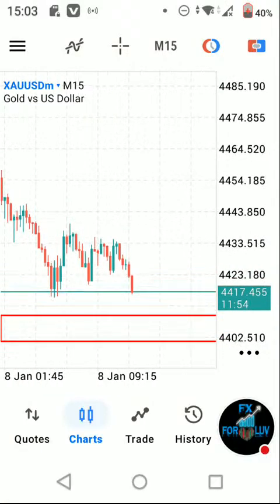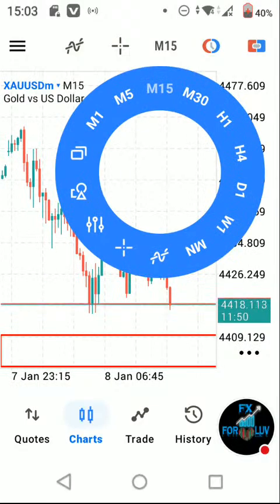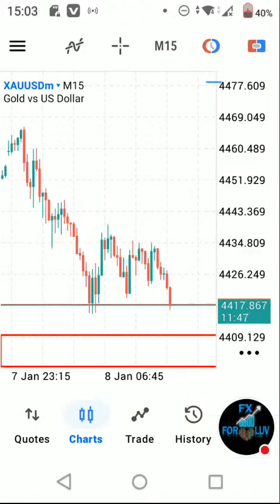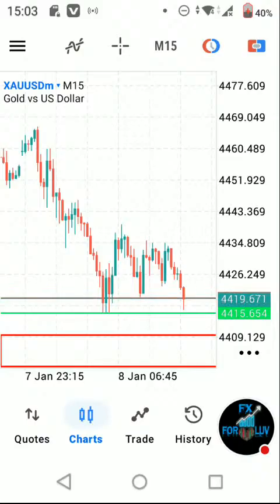So where is liquidity? I told you there's always liquidity below a low and above a high. So let me mark that level of liquidity, that green line. I'm expecting price to sweep liquidity as it taps into that zone for gold. So let's wait to see what happens exactly.